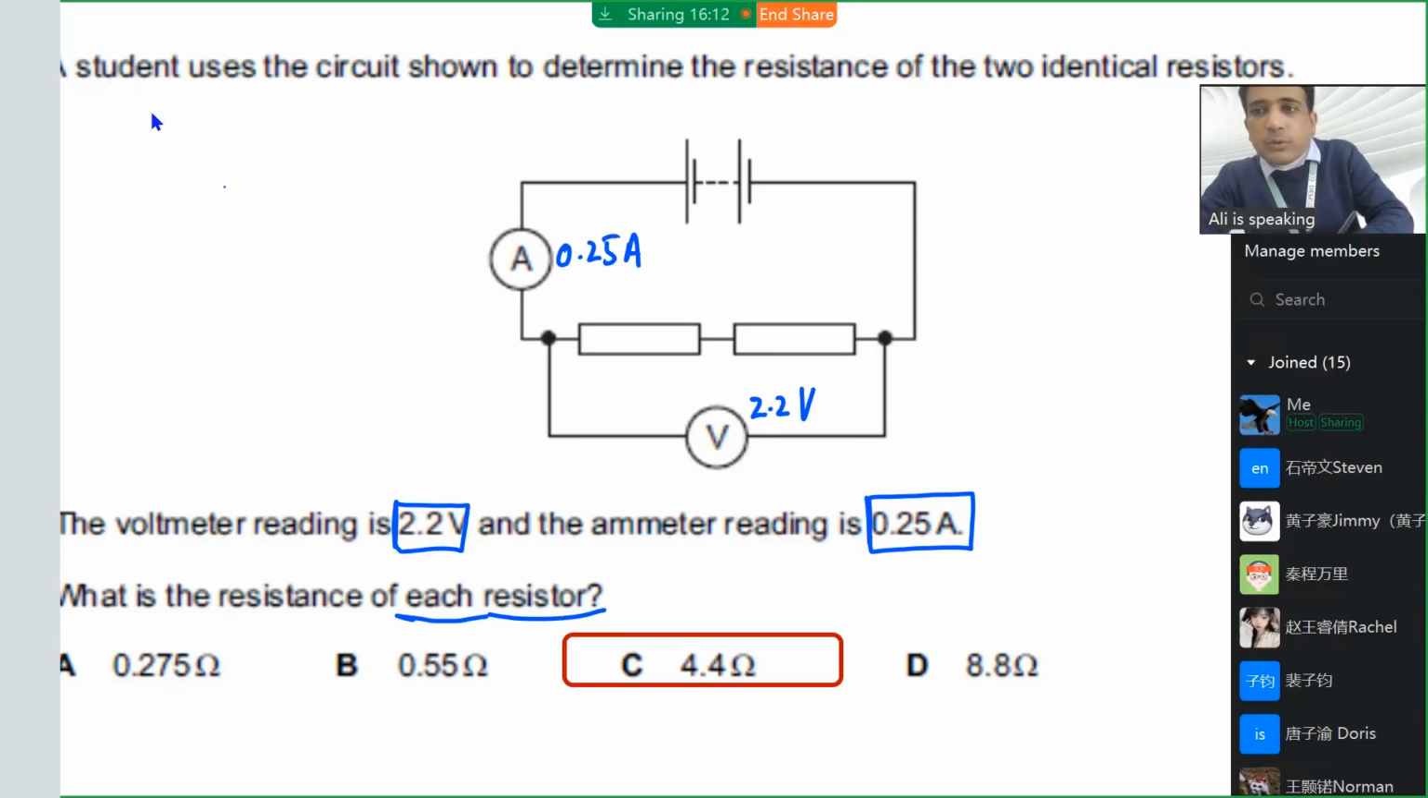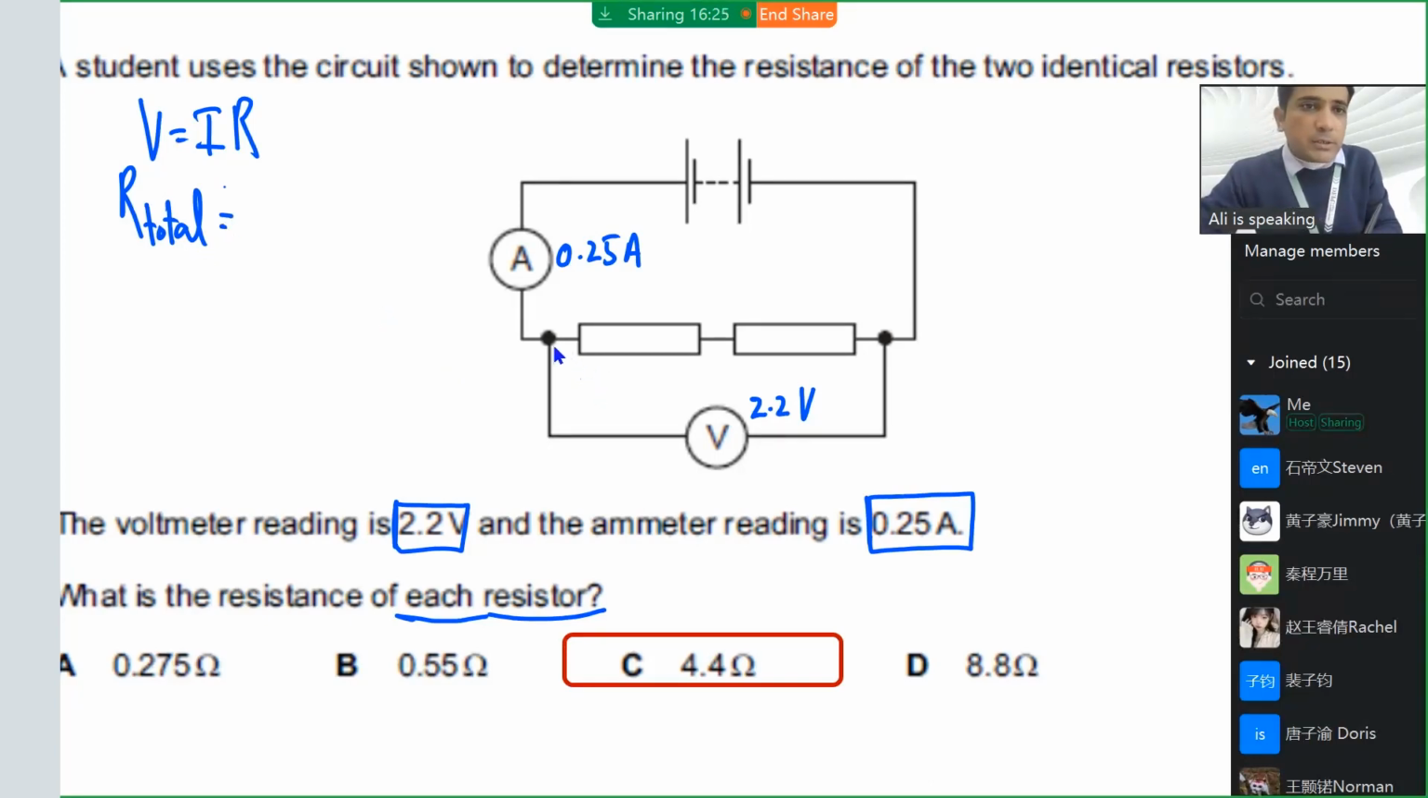So simply you can use Ohm's law. This is a direct use of Ohm's law. In this case, you will find the total resistance of two resistors, meaning the total potential difference across them and the current passing through them. So simply in this case, we can write down R total will be equal to V divided by I.